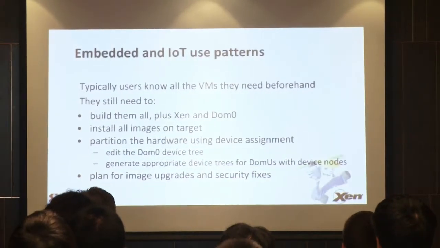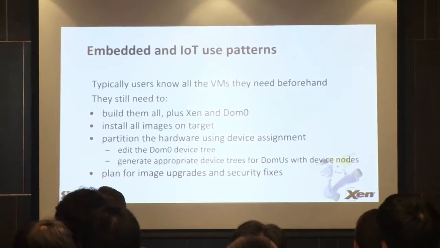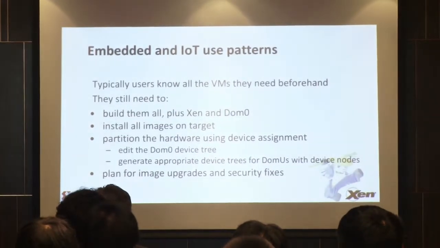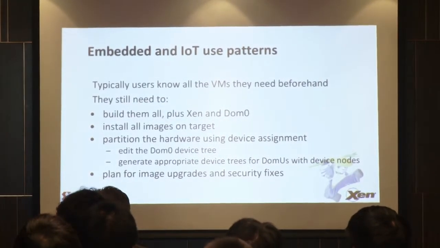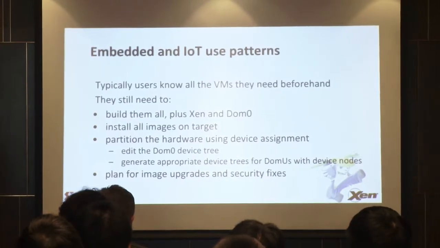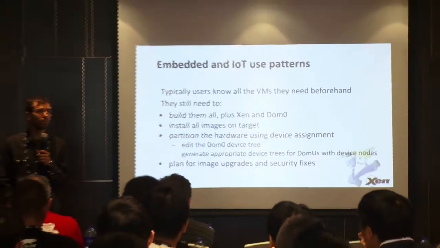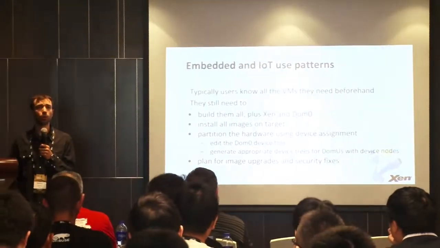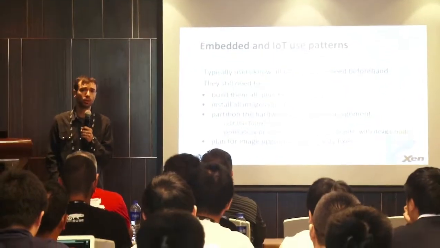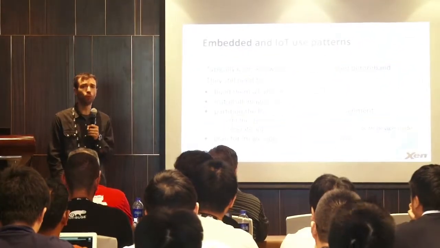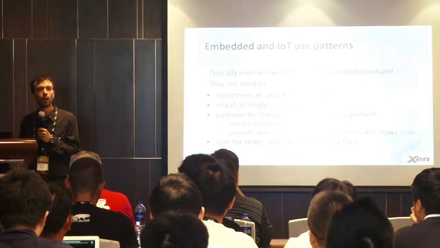But in embedded and IoT, and automotive, the use case is quite different. Often the user knows exactly how many VMs are going to run. The number is usually quite small. Maybe it's just 2 VMs total. Could be 3, could be 4, maybe 6.